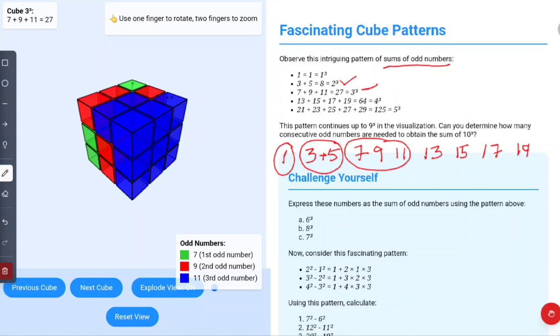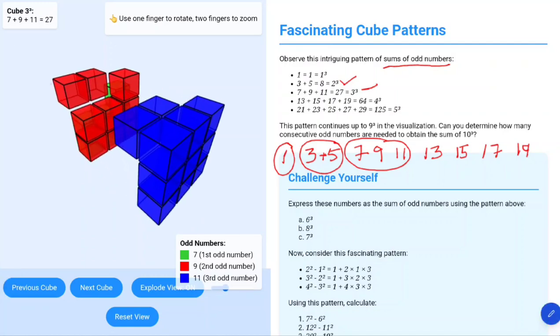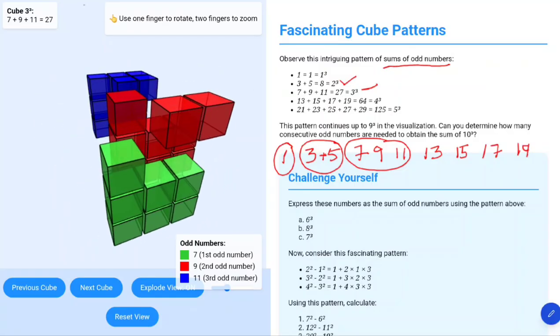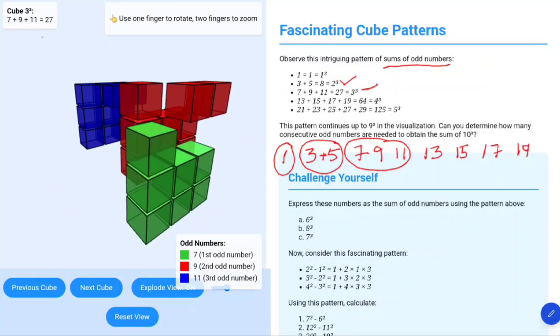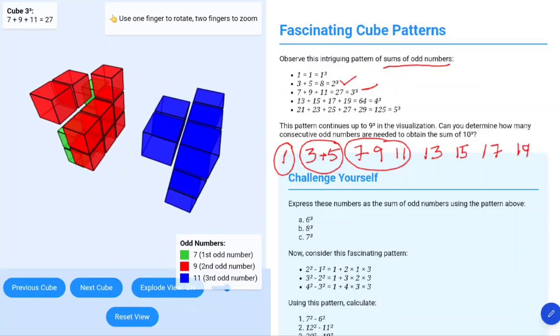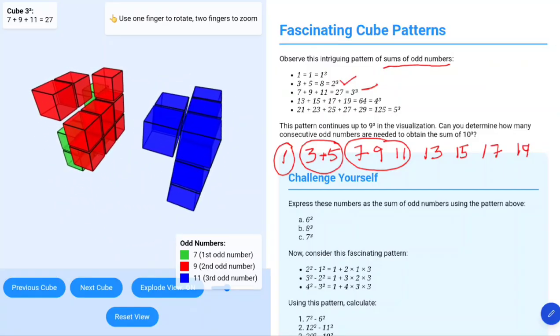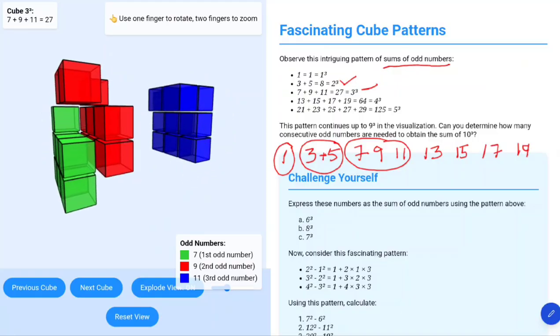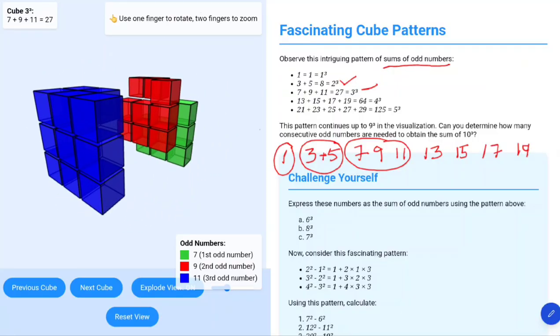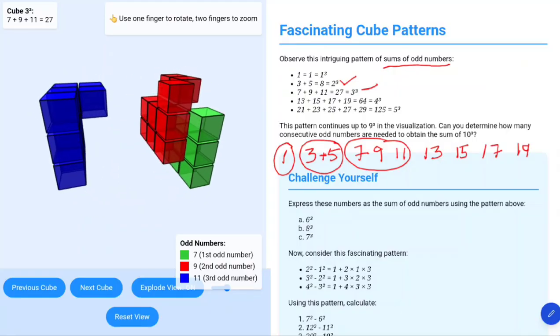Let's check it out by using explode view. Yes. Now you can see. All right. The green one represents the number 7. 1, 2, 3, 4, 5, 6, 7. You can count. How many red cubes are there? 1, 2, 3, 4, 5, 6, 7, 8, 9. 9 red cubes are there. That means that they represent the number 9. And how many blue cubes are there? You can see 9, 10, and 11 blue cubes are there.